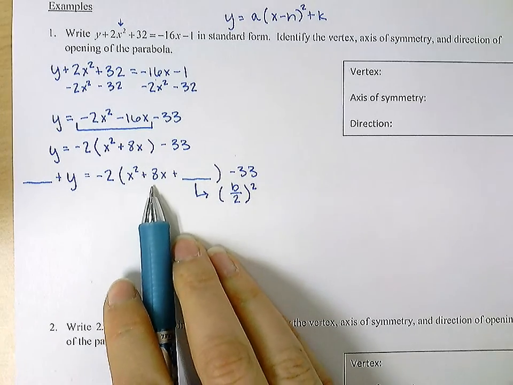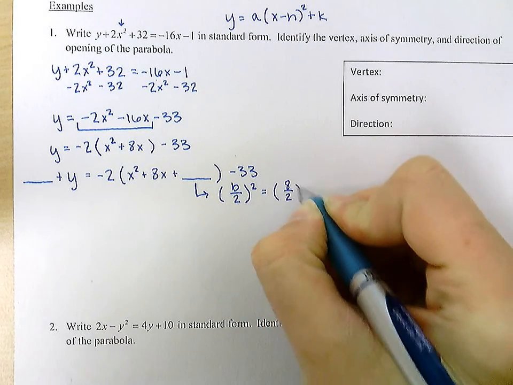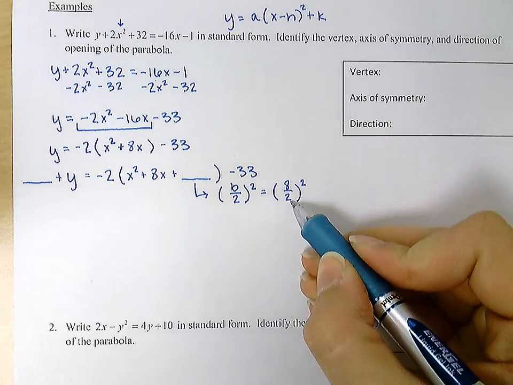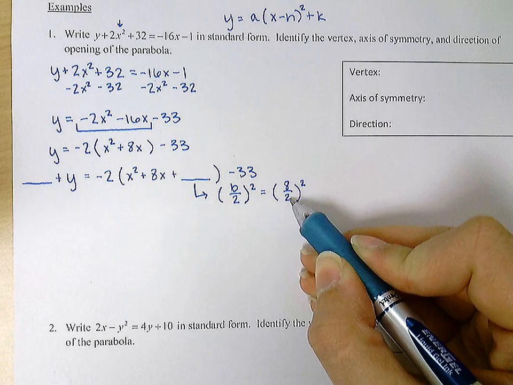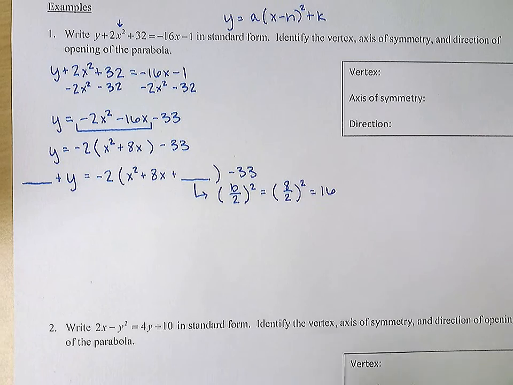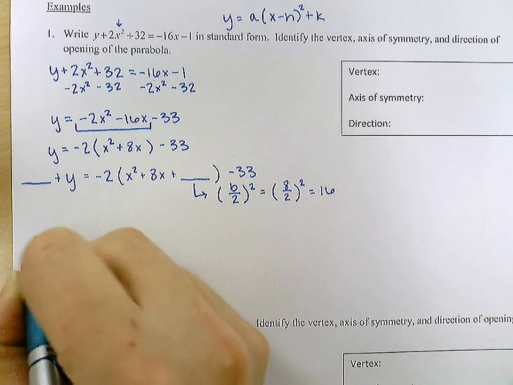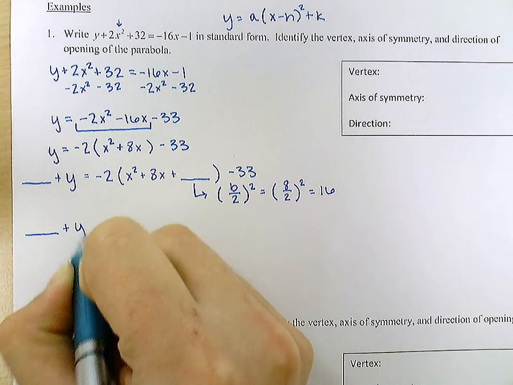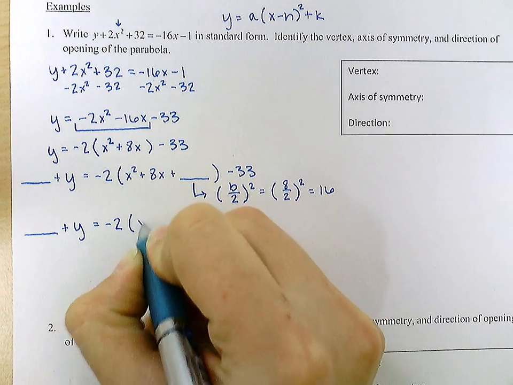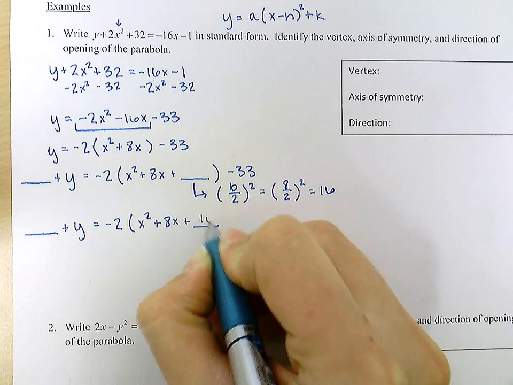Our b value inside those parentheses is 8. So we have 8 divided by 2 squared. 8 divided by 2 is 4, right? 4 squared is 16. So I'm going to add a 16 into that blank space there. So here I'm just rewriting, so I have that blank space plus y is equal to negative 2 times the quantity x squared plus 8x plus, and I added 16 here.